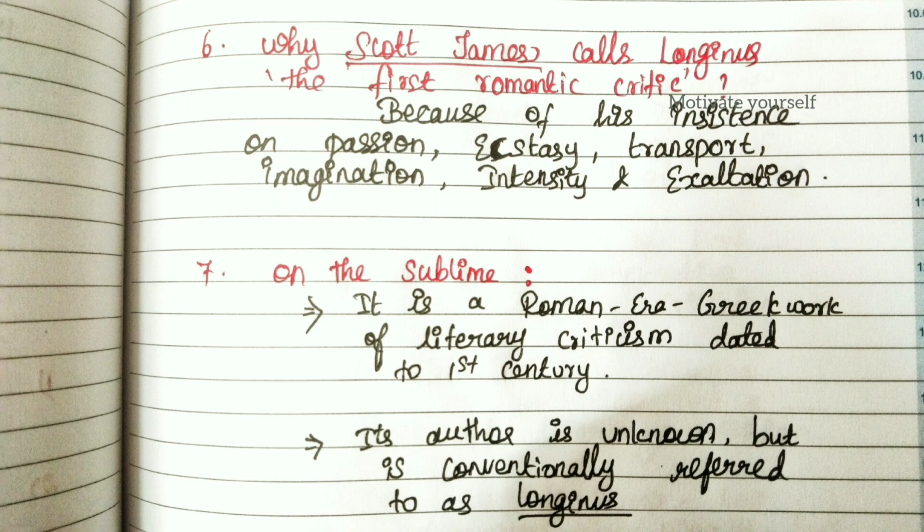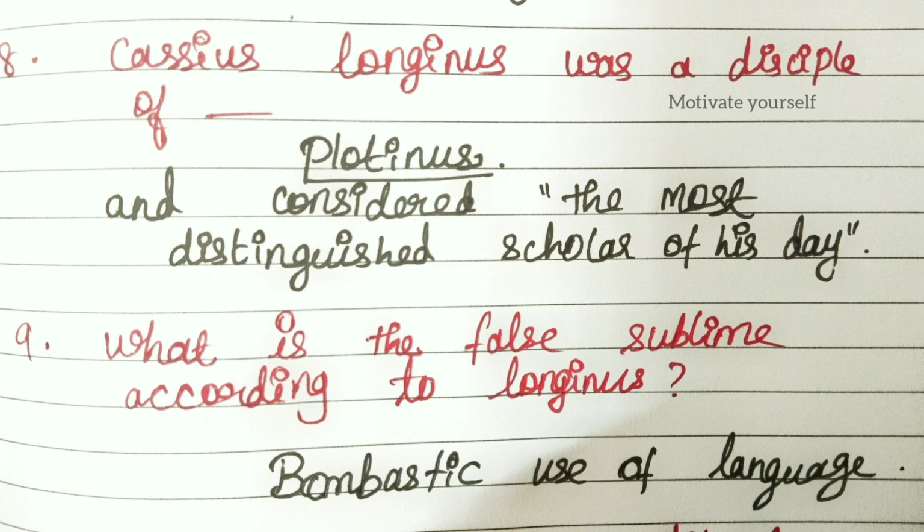Seventh question. On the Sublime. It is a Roman era Greek work of literary criticism dated to the 1st century. Its author is unknown but is conventionally referred to as Longinus. Eighth question. Cassius Longinus was a disciple of Plotinus, and considered the most distinguished scholar of his day.